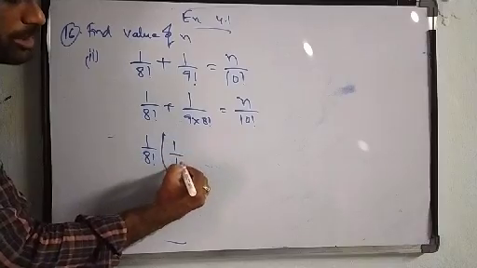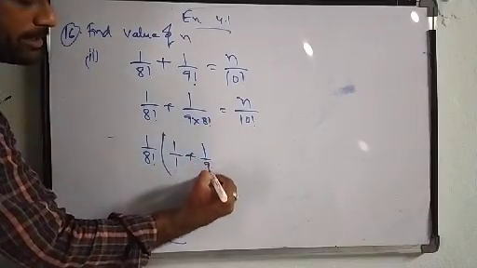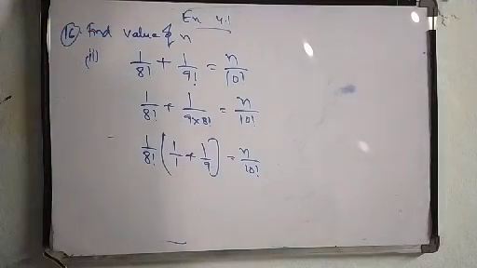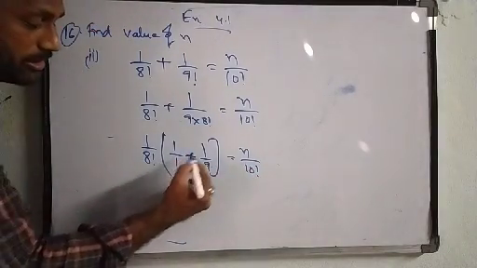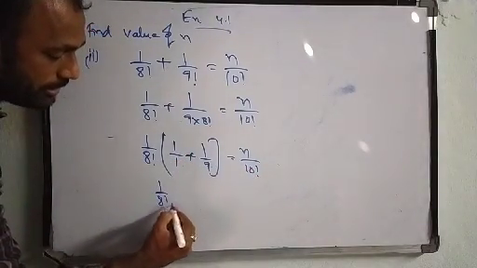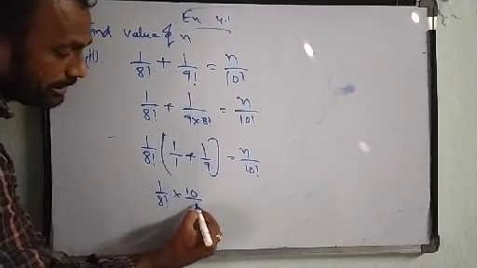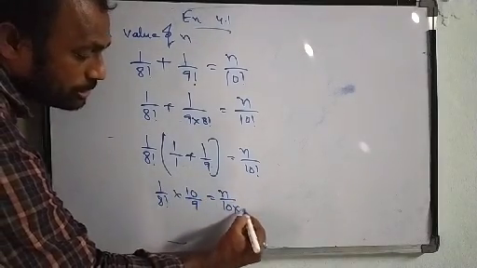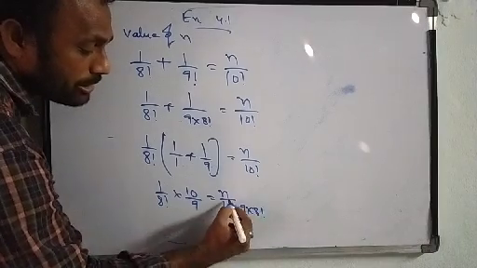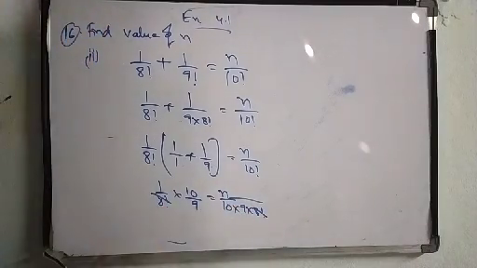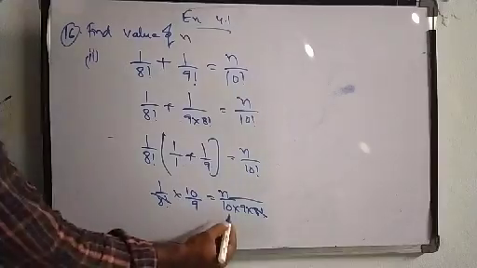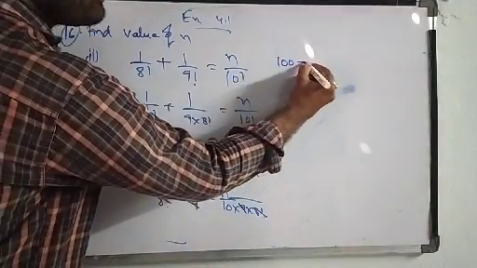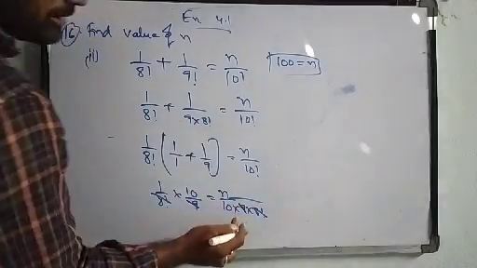So the left term is 1 plus 1 by 9 equals n by 10 factorial. So if I take LCM, 1 by 8 factorial into 10 by 9 is equal to n by 10 into 9 into 8 factorial. This 8 factorial and this 8 factorial get cancelled and 9 gets cancelled. So 100 is equal to n. N value is 100.